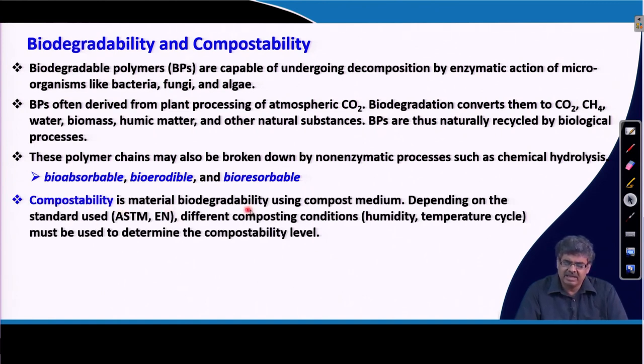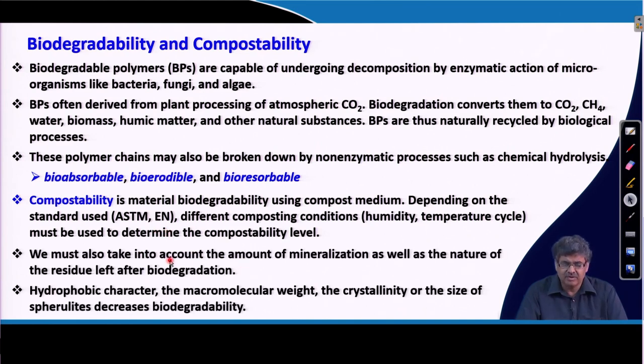Compostability is a material's biodegradability using a compost medium. Depending on the standard used, like ASTM standards or European standards, different composting conditions like humidity, temperature and cycle must be determined to establish the compostability level. So, to find out the compostability of a polymer sample, there have to be some standard conditions applied, which are given by the regulatory agencies. We must also take care about the amount of mineralization that happens and what is the nature of the residues after biodegradation.